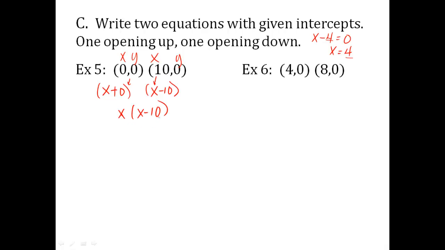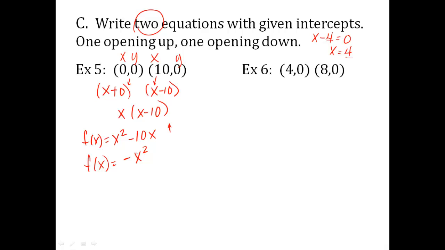Now I multiply these. I'm trying to get the full equation, so I distribute my x, so I get x squared minus 10x. All right? So this is one of the equations. The goal is to write 2. Remember, one opens up, one opens down. This one will open up because x squared is positive. In order to make the one open down, all I do is slap on a negative 1 into the front of this.